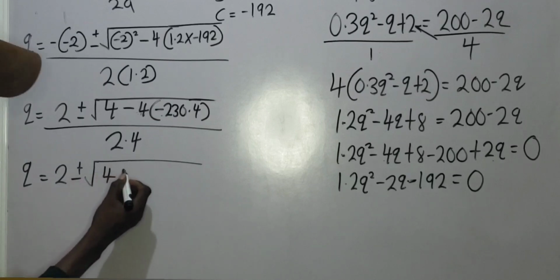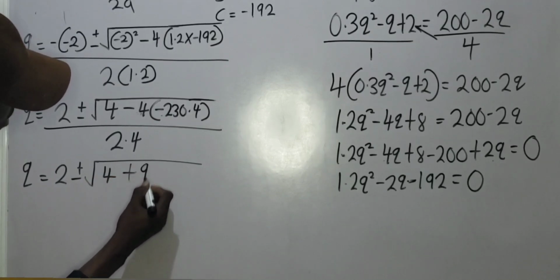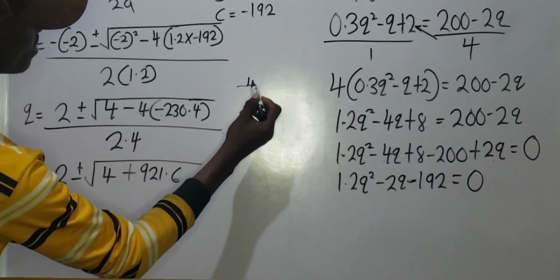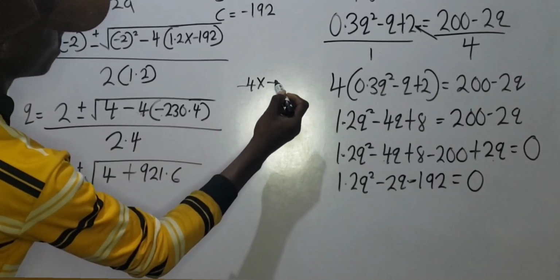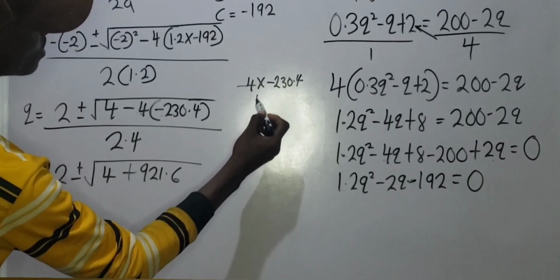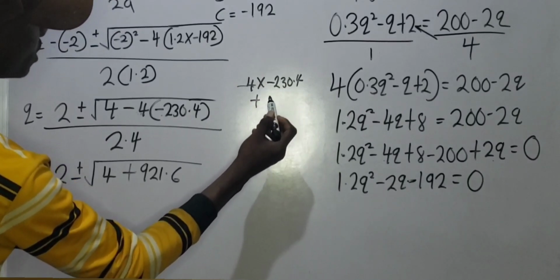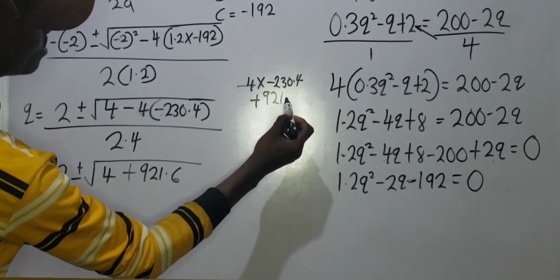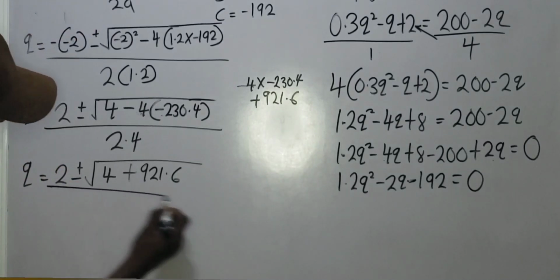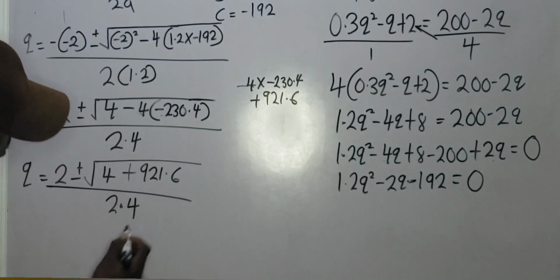921.6. 921, that is positive 921.6, because negative times negative is positive. 4 times 230.4 is what? 921.6. So that's how I got 921.6 here, divided by 2.4. Okay, let's proceed.